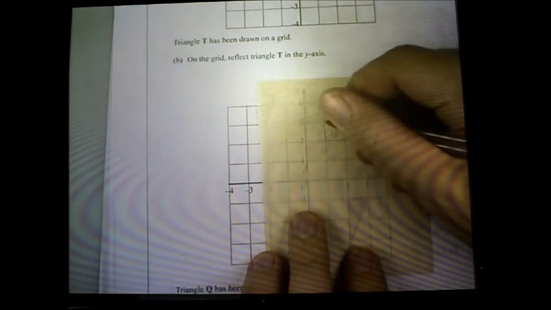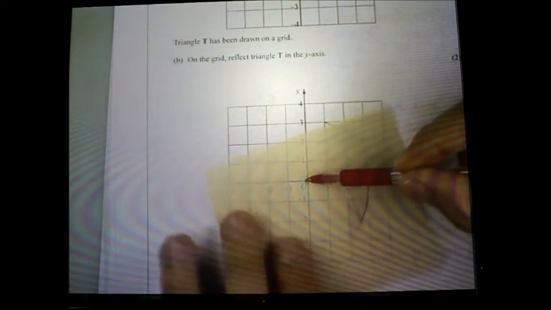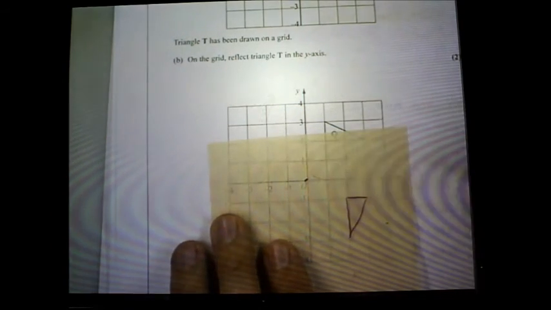I'll just get some tracing paper to show you. You put your tracing paper on like that, you can still see through it. Draw around your shape, which is roughly there. Put your pen on the origin, on Q, and rotate it a quarter of a turn, and you see it ends up there, and I've already drawn it on. So that's that one. 5 marks for both of those.